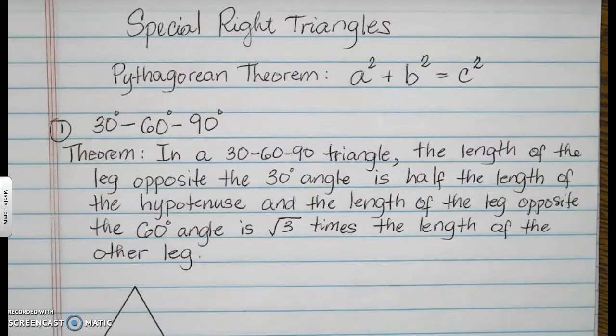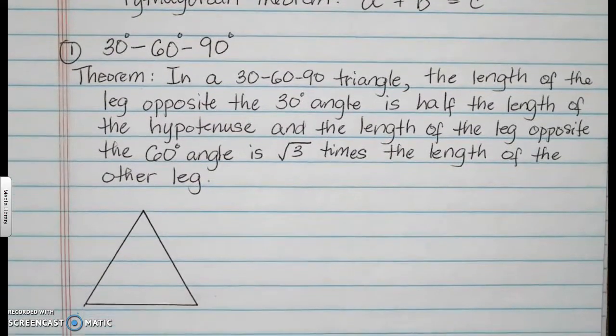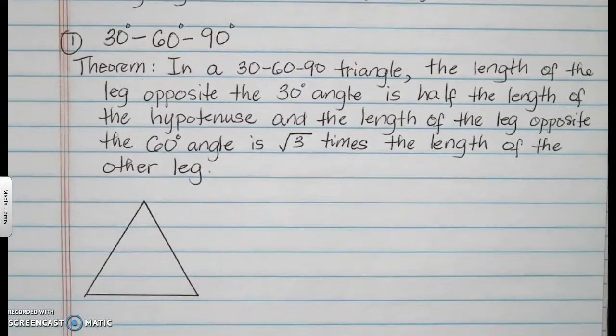The first type of special right triangle is the 30, 60, 90 right triangle. The theorem states that in a 30, 60, 90 triangle, the length of the leg opposite the 30-degree angle is half the length of the hypotenuse, and the length of the leg opposite the 60-degree angle is square root of 3 times the length of the other leg. It's better for us to examine this using the 30, 60, 90 triangle and how we can derive it.